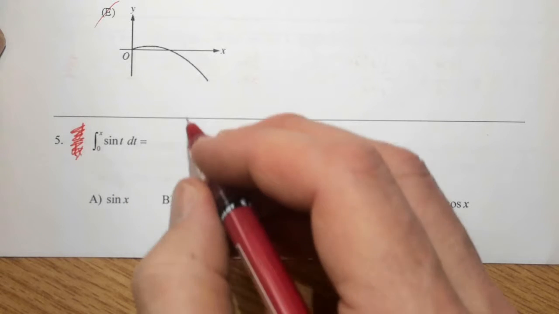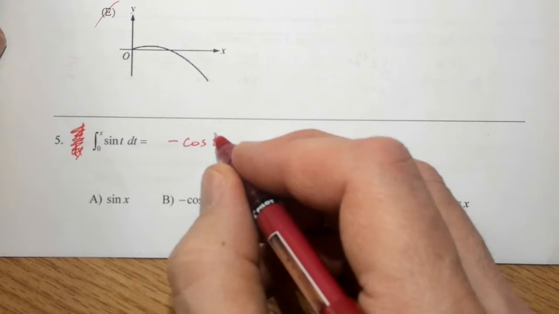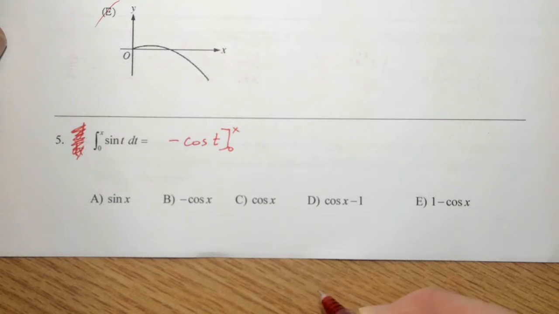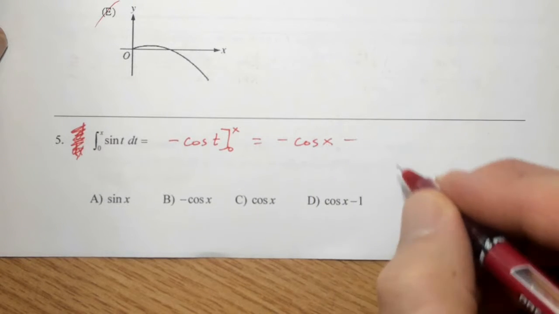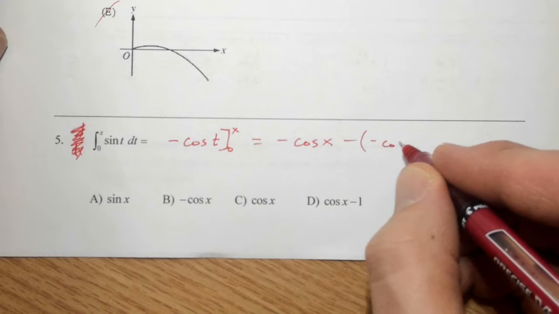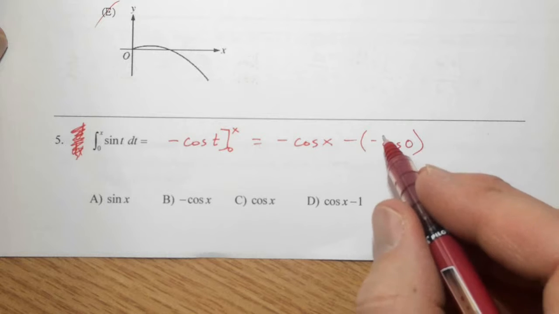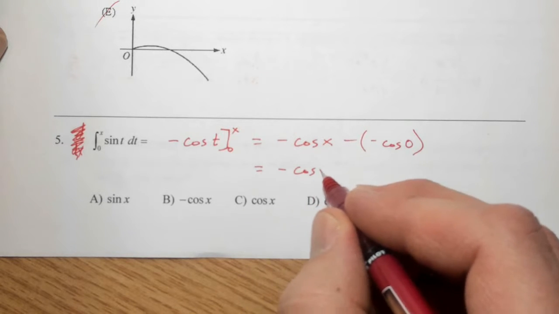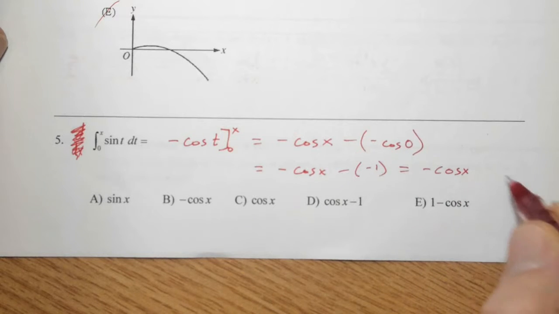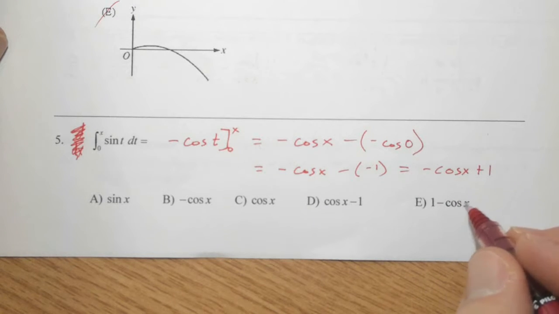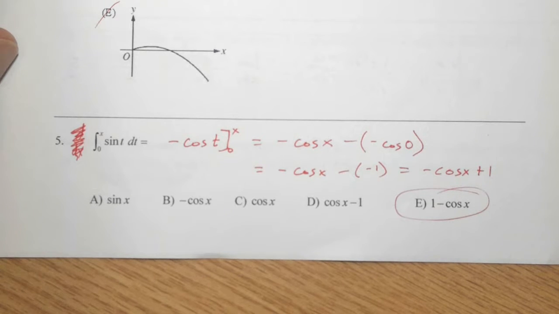The antiderivative of the sine of t is going to be negative cosine t, and that's going to be evaluated from 0 to x. We plug the x in first, so we have the opposite of the cosine of x, minus, and then we have the opposite of the cosine of 0. Well, the cosine of 0 is 1, and we're going to negate it, so we have the opposite of the cosine of x minus negative 1. Double negative means a positive, so we have the opposite of the cosine of x plus 1. And another way to write that is to change the order. The 1 is still positive, the cosine is still negative, so our answer is E.